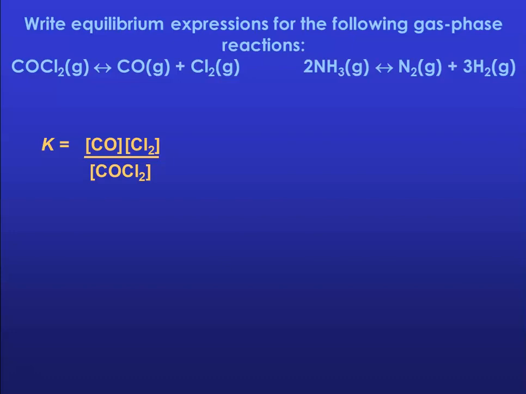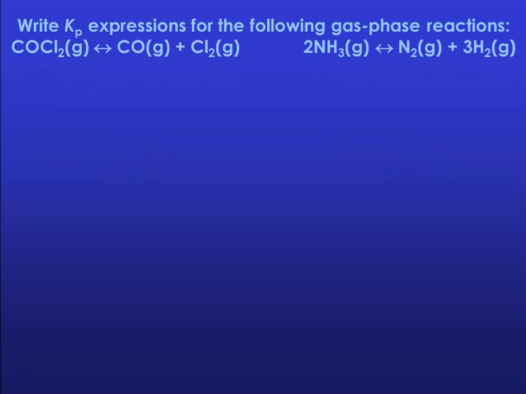On the right side there with the ammonia decomposition, you do see coefficients with ammonia and hydrogen. So you would still take the concentration of nitrogen and you would still take the concentration of hydrogen, but you need to cube that one, and then you would divide it by the concentration of ammonia squared. And again, if any of those reactants or products had been solids or liquids, they would not be included in your equilibrium expression. So if we write those same expressions for KPs, we would use partial pressures.